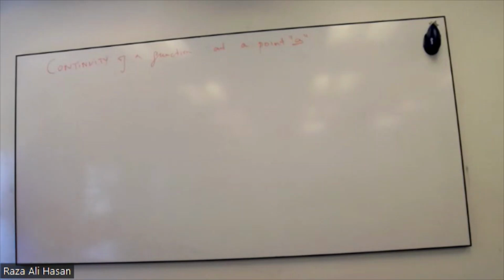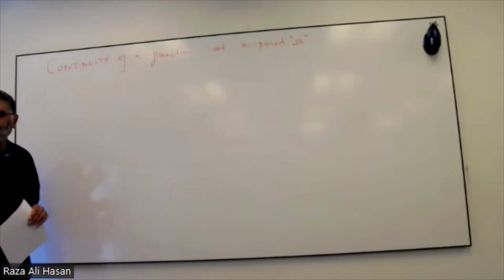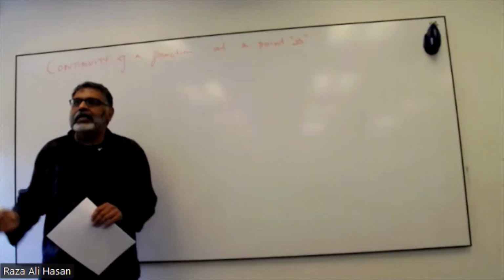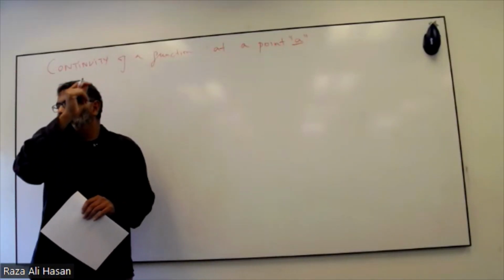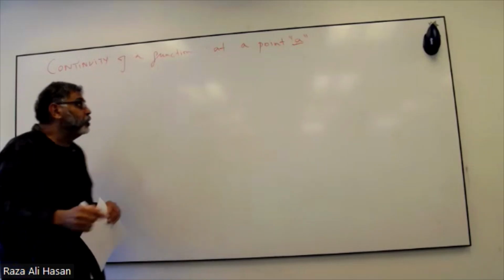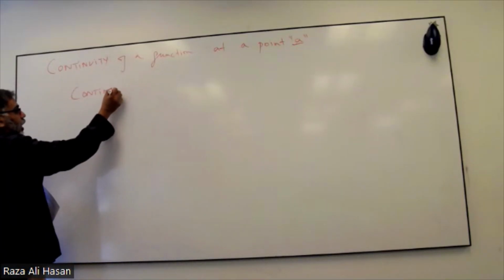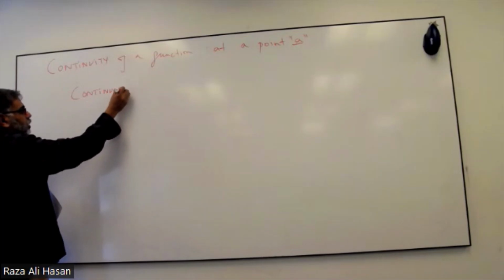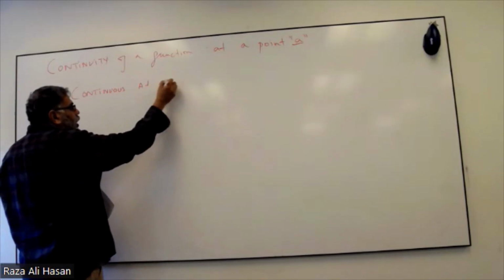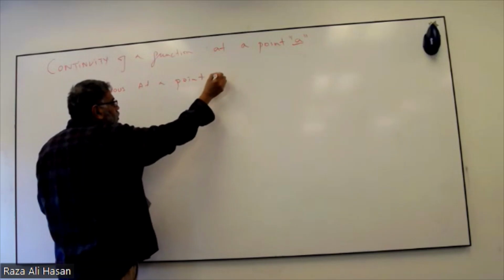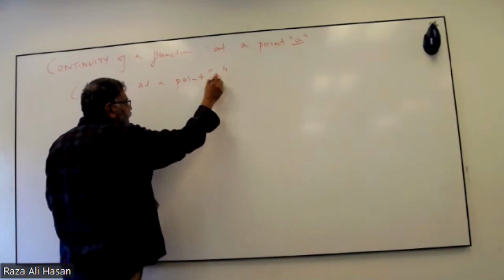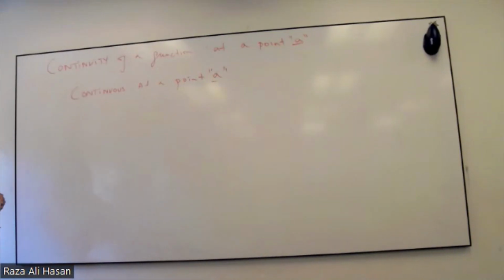So when is a function continuous at a point? When the function's limit is the same as the value of the function at that point. So this is our mini heading, continuous at a point, and point A. So how do I say that in math stuff?